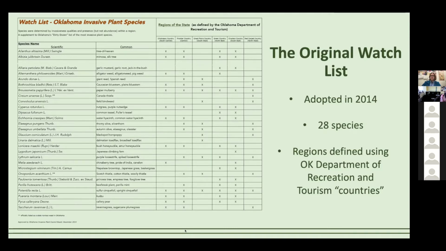The original watch list was a little limited in terms of the information it provided: just scientific name, common name of the relevant species, and some geographic information. The regions of the state the species already occurred in and/or the regions in which the species could be potentially problematic. And in this original list, the Oklahoma Department of Tourism and Recreation regions or counties were used.